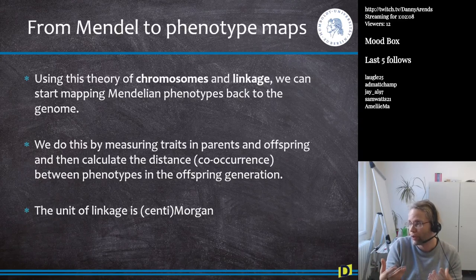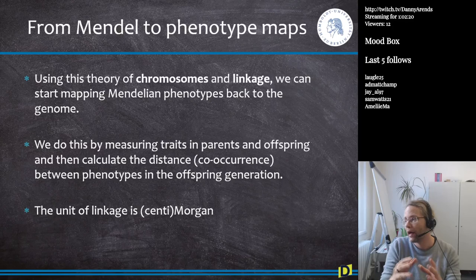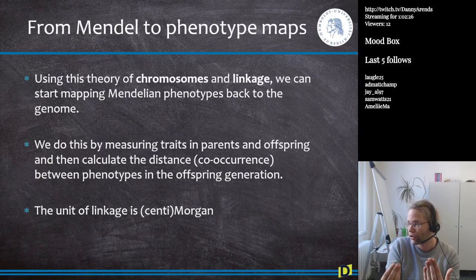Because in cows, we know that if it's white and black, then it's probably a milk cow. That is because the color of the cow, the black and white coloring, is on the same chromosome as the milk production trait. So high milk production is very close on the chromosome. The genes causing higher milk production are very close to the genes controlling the color of the cow.